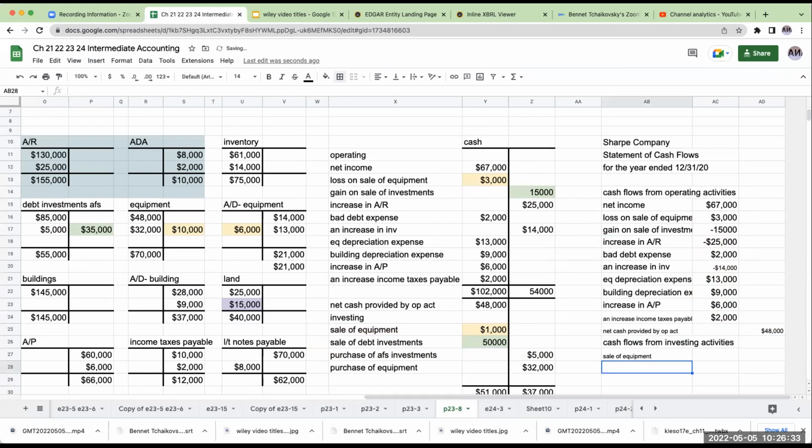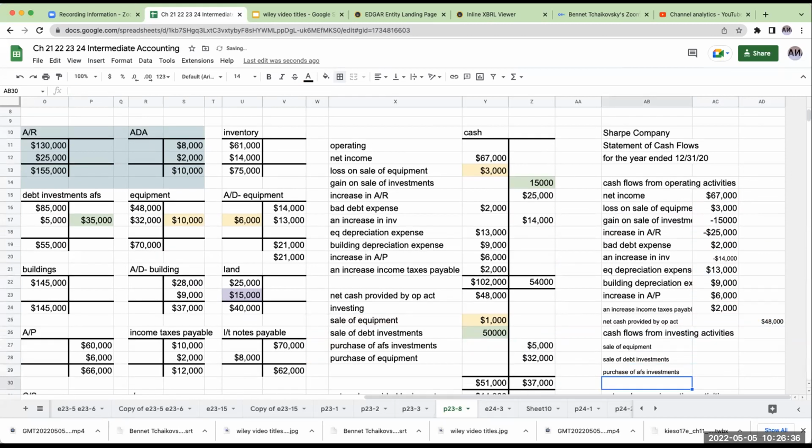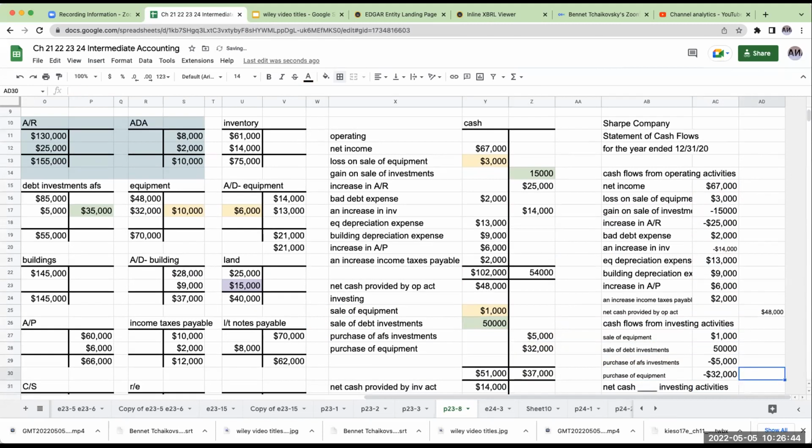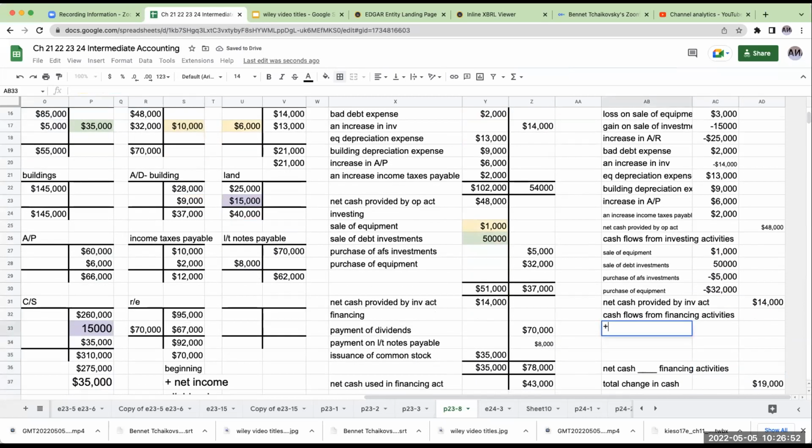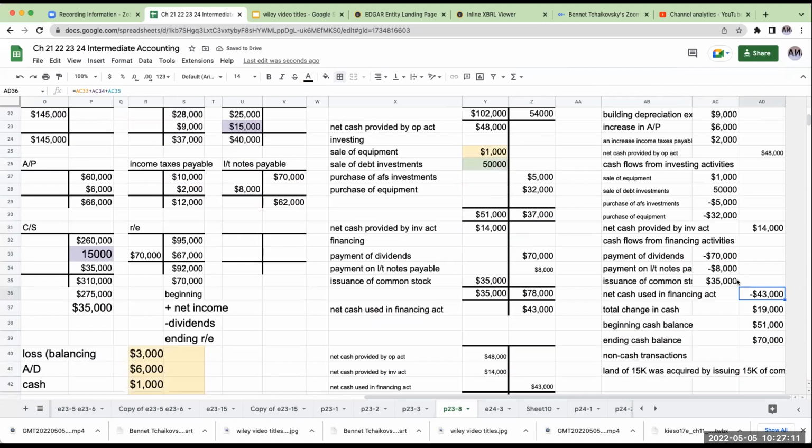Cash flows from investing. I've got sale of equipment, sale of debt investment, purchase of available for sale securities. And these are going to be negative amounts because they're credits. Okay, so net cash provided by investing activities, 14. And over here for financing, I've got payments of dividends, payments of long-term notes payable. So payments of dividends going to be negative 70, 8, 35. Then we're going over here to 43,000. So this is going to be net cash used in financing activities. I add up these three and these balance.